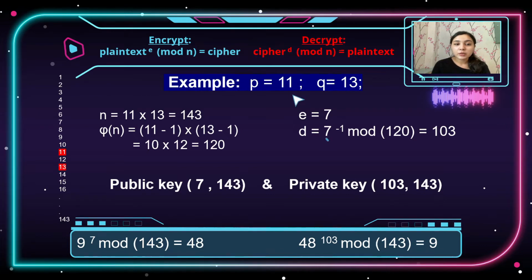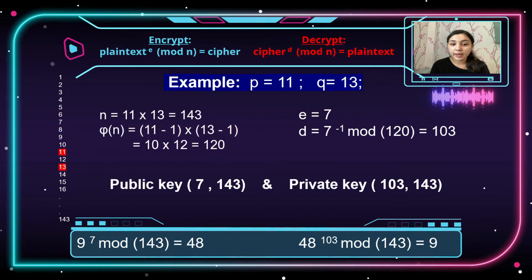We'll take P, which is equal to 11, and Q, which is equal to 13. First of all, we need to find the N. We'll take 11 multiplied by 13, and that's how we get 143. Next thing is to find the totient of N. It actually helps us to identify the key size of RSA.